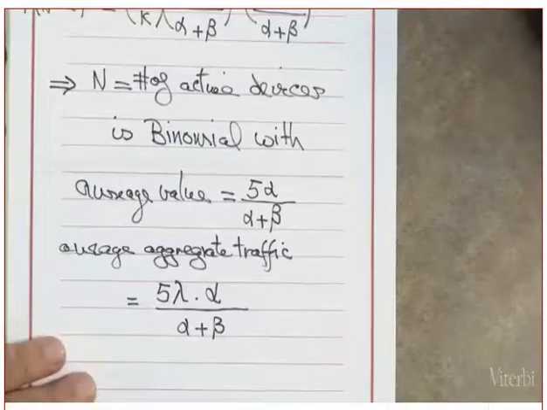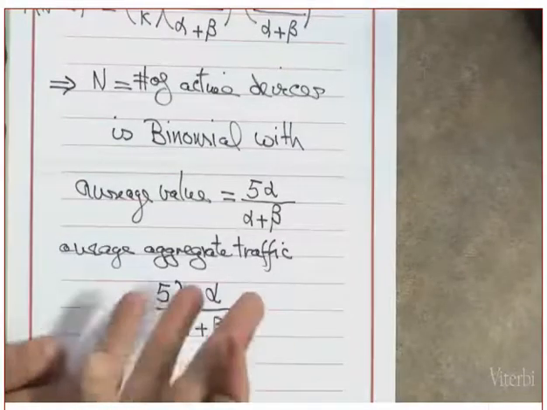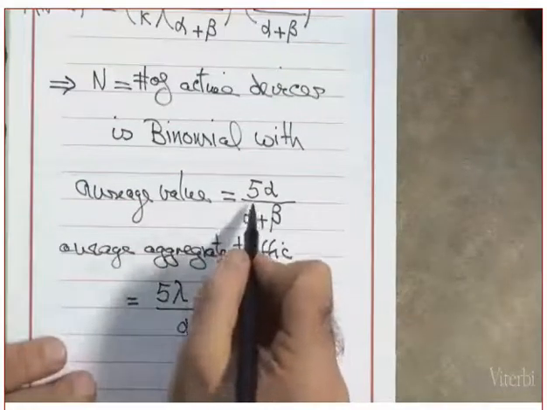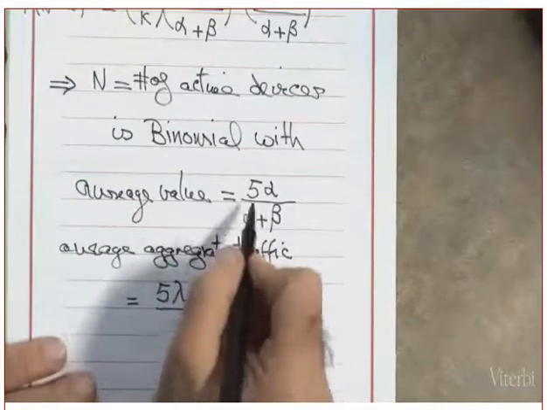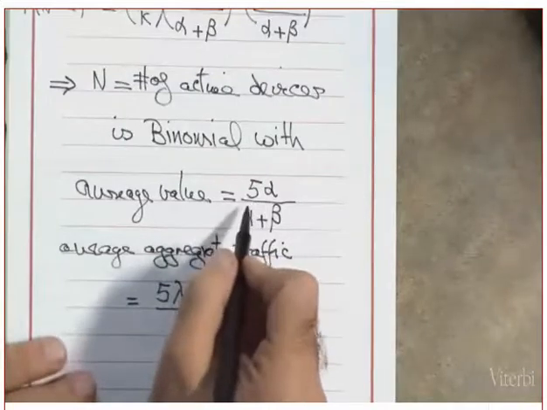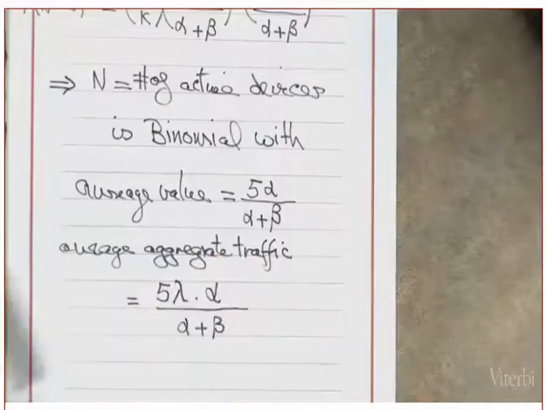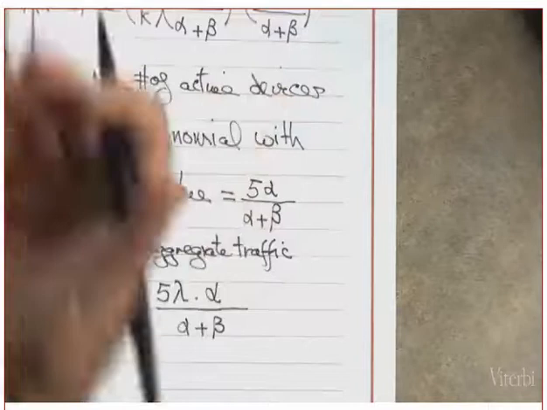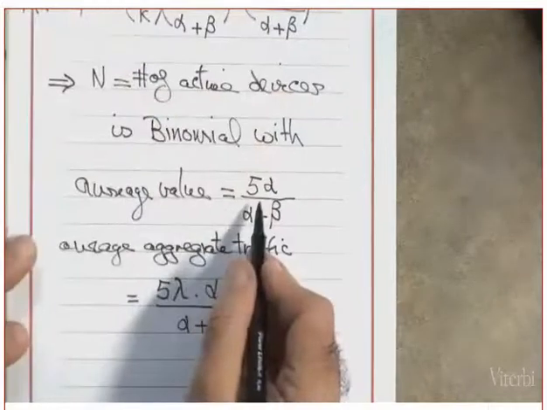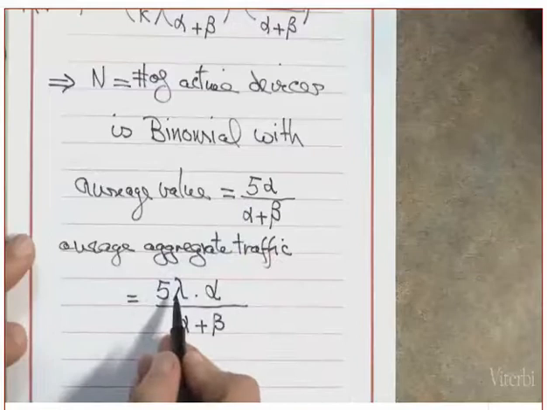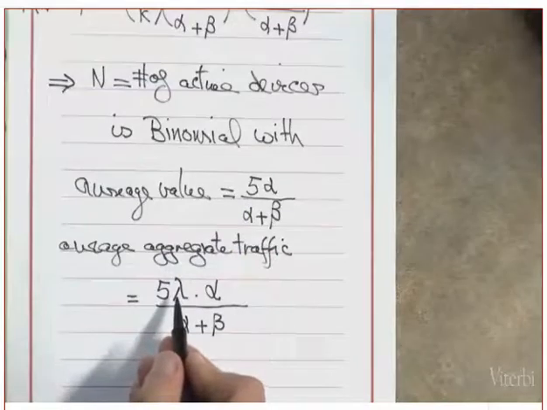Did you get it? You struggled here. Did you get this? Why did I multiply by alpha? This is on the average. This is how many devices are active. And when they are active, what do they generate? They generate traffic at a rate of lambda packets per minute. So what is the average aggregate traffic generated? It is the average number of devices that are active multiplied by the rate that they are generating.